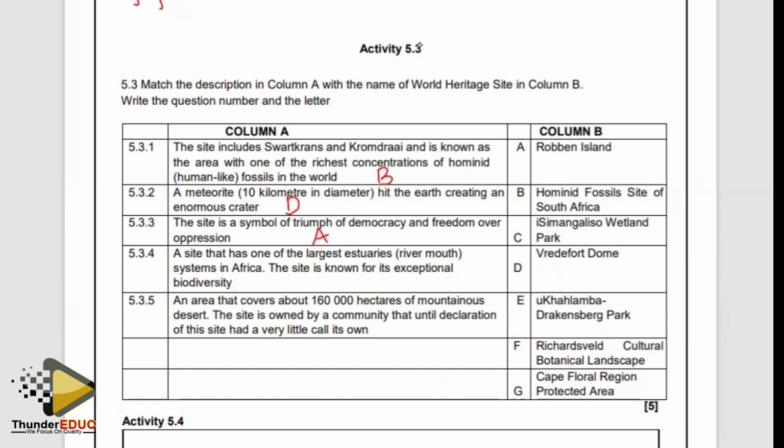Then a site that is the largest estuarine river mouth system in Africa, also known for its exceptional biodiversity, is iSimangaliso, which is C. Then 5.3.5, an area that covers about 160,000 hectares of mountainous desert, owned by a community that, until the declaration of this site, had little to call their own. That is known as the Richtersveld cultural and botanical landscape. So those are the relevant answers for that part of the question.